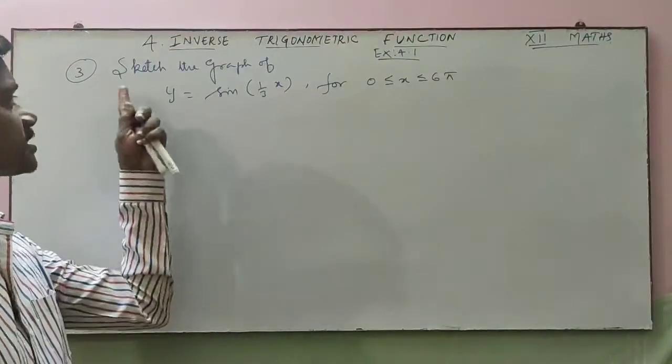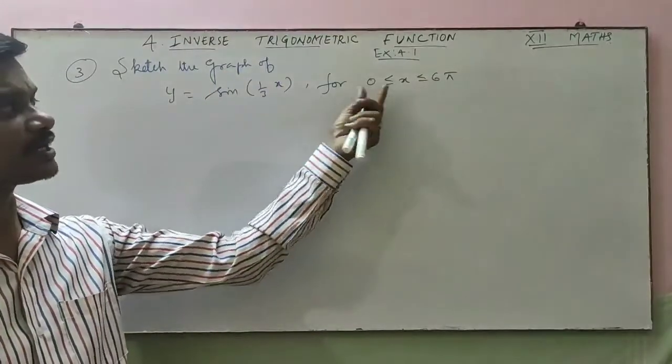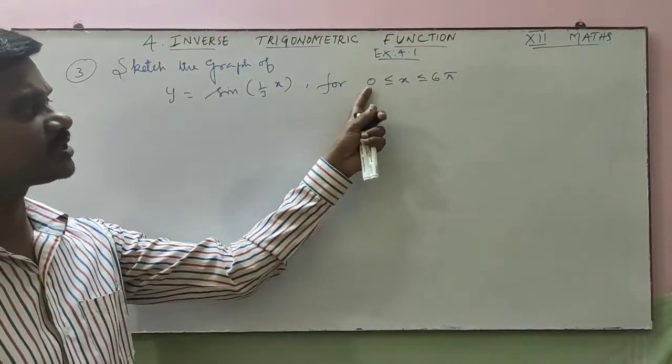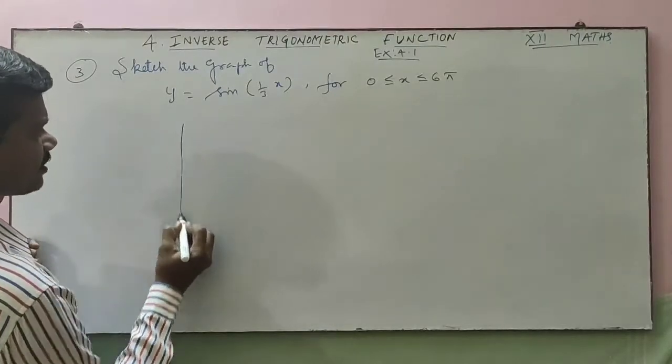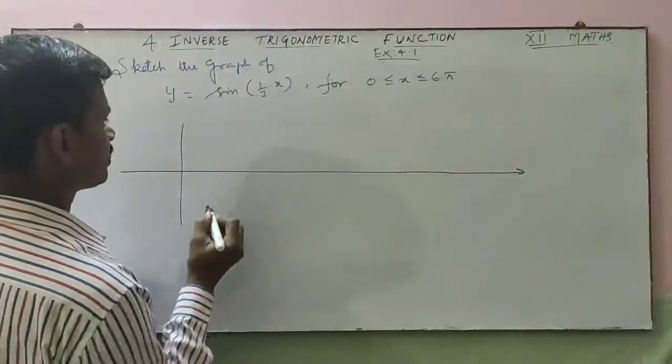Okay, third sum. Sketch the graph of y is equal to sin 1 by 3 x for x is 0 to 6 pi. So we have to draw the graph between 0 to 6 pi. First I am going to draw the graph of sin x, not for sin 1 by 3 x.